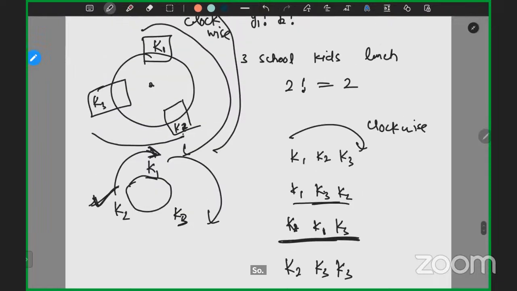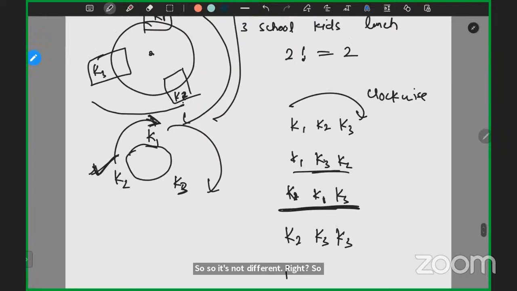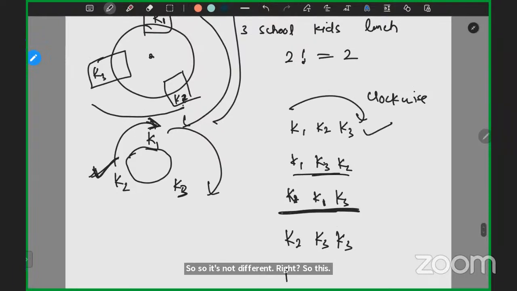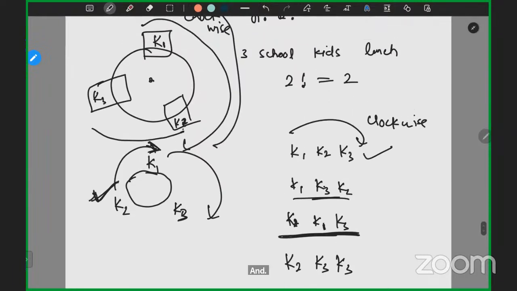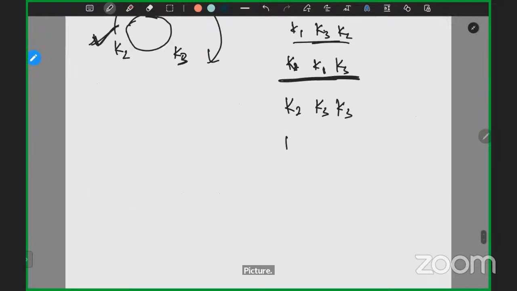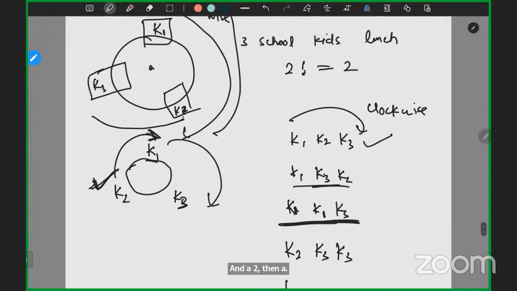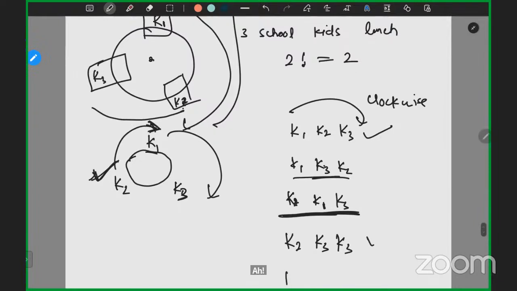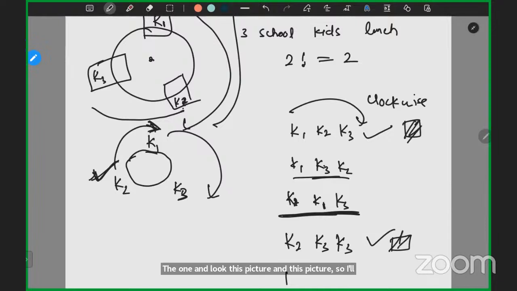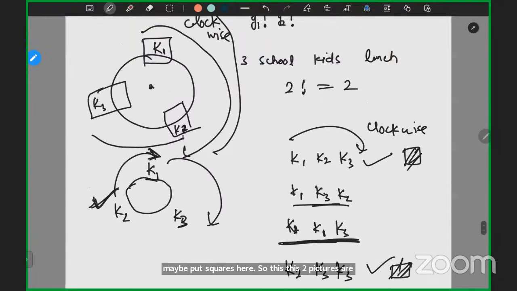Basically, this picture with K2 then K1, and K1, K2, K3 are the same. I'll put squares here: these two pictures are the same. And let's put a triangle here: these two pictures are also the same.